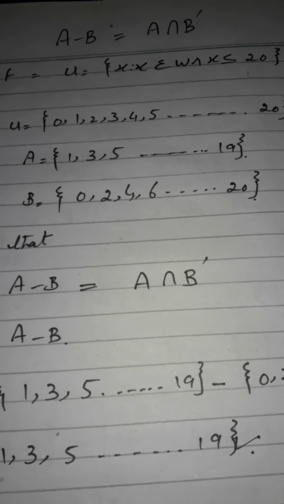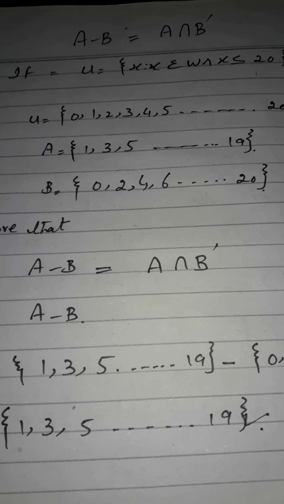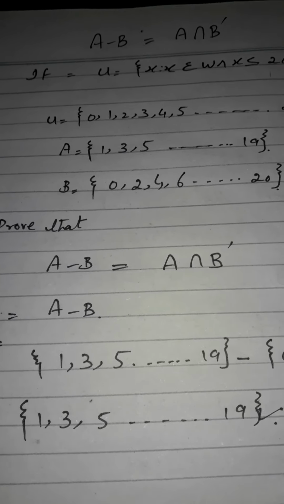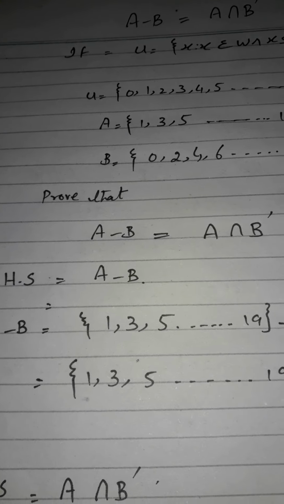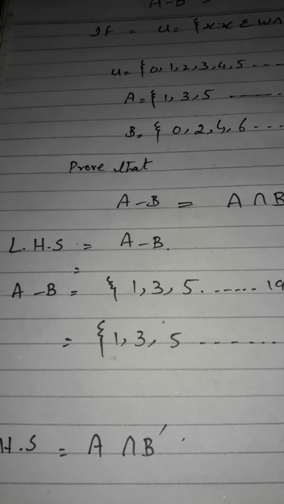Then set A is equal to 1, 3, 5 till 19, and set B is equal to 0, 2, 4, the whole even number set. So we have to prove A minus B should be equal to A intersection B dash. A minus B is the left hand side, so we first find the left hand side answer, A minus B.